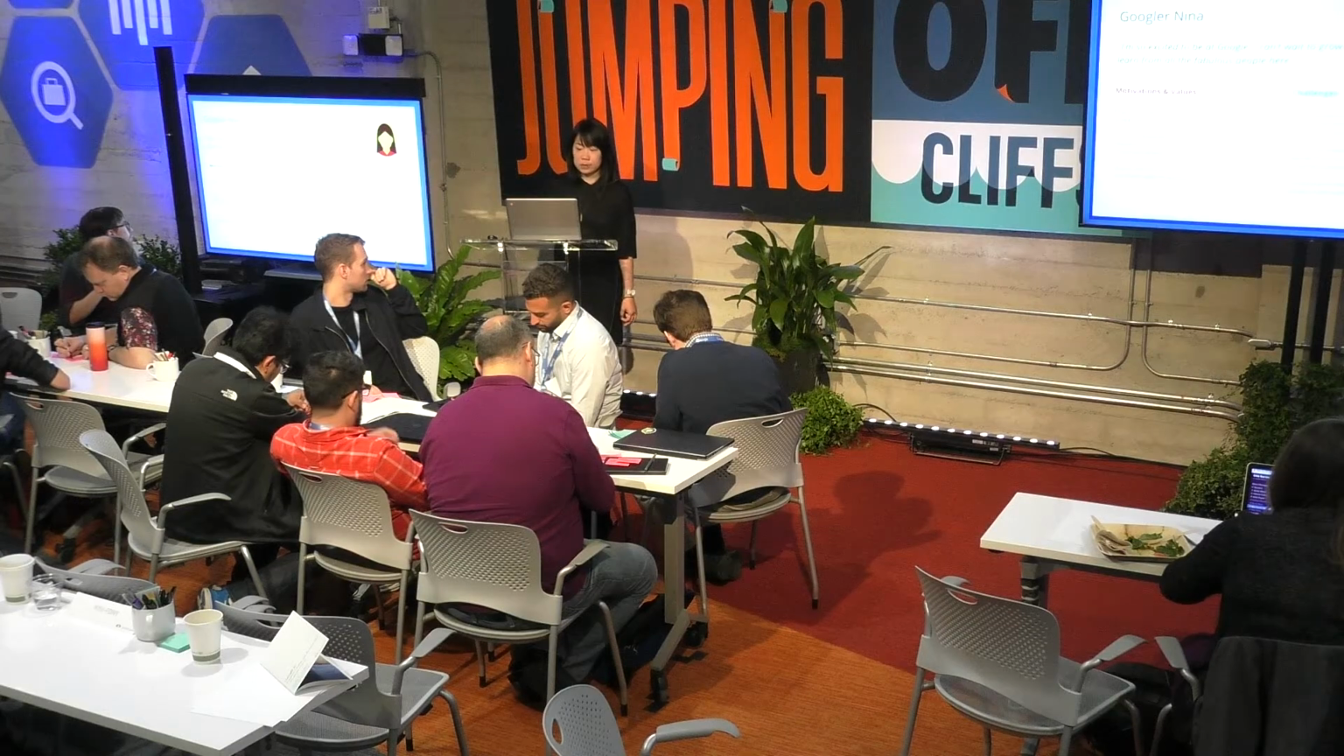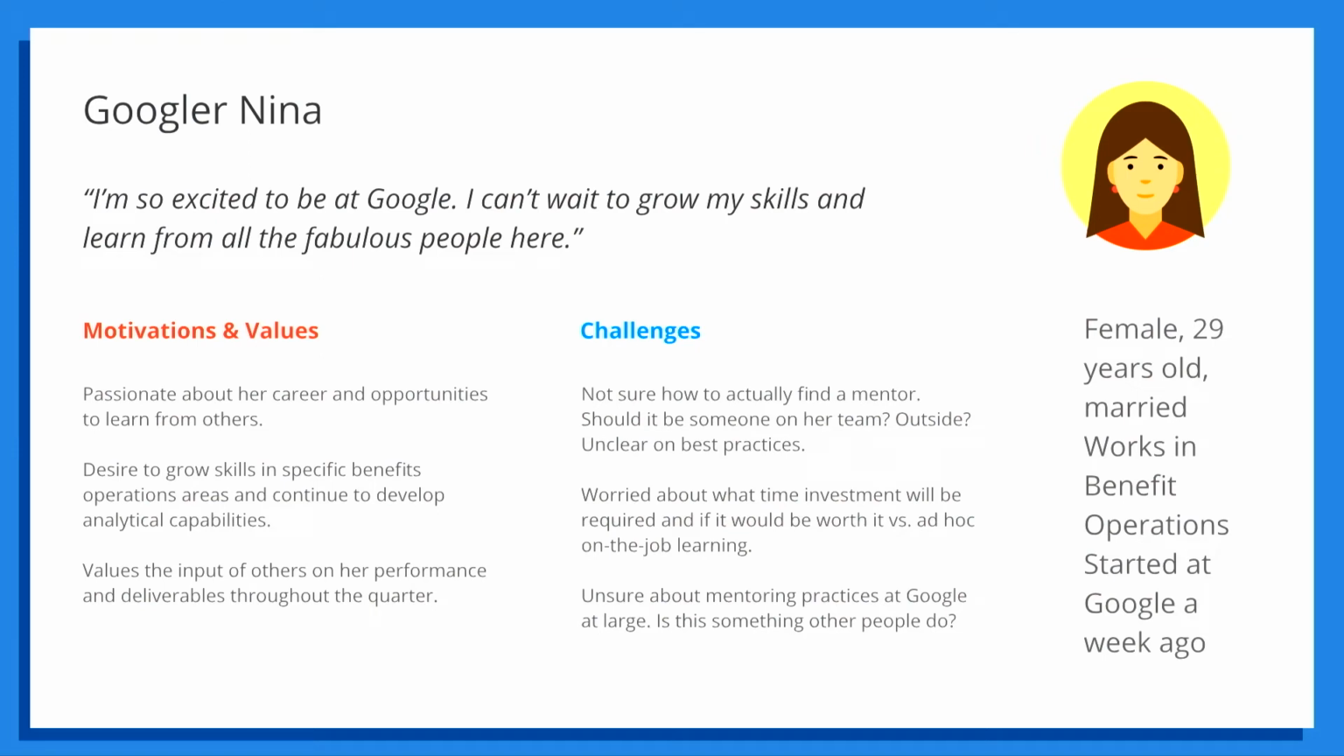And in the next one, as part of the lightning talk, I might also share some internal research that has been done in the past, such as a persona. Personas are useful so that we can really get into the mindset of a user and be empathetic with the user. An example of this one, let's call a Googler Nina. In this example, if we were doing this at Google as one team inside Google, we would reach out to some Googlers who are interested in this topic, and we could have done interviews before the sprint to gather more insights. So let's assume that's what we did. She's passionate about her career and opportunities to learn and grow from others, and she desires to grow skills in specific benefits operations areas and continue to develop analytic capabilities, and values the input of others on her performance and deliverables throughout the quarter.